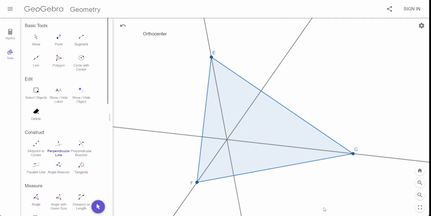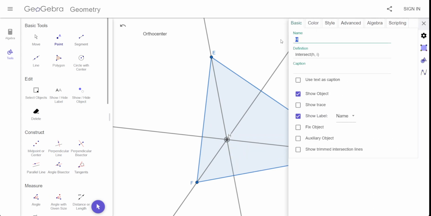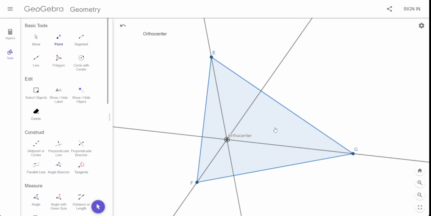Lo and behold, guess what happens to all three of those lines? They intersect. That's right, they intersect at this point right there. And we can name that point. What do you think you're going to call that point? Orthocenter. Very good. So there is our point, the orthocenter.